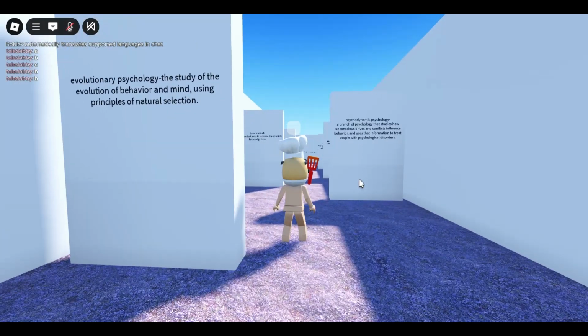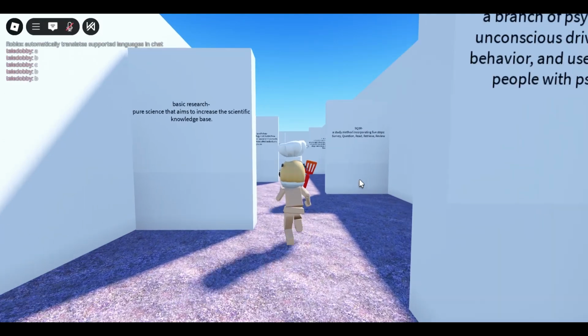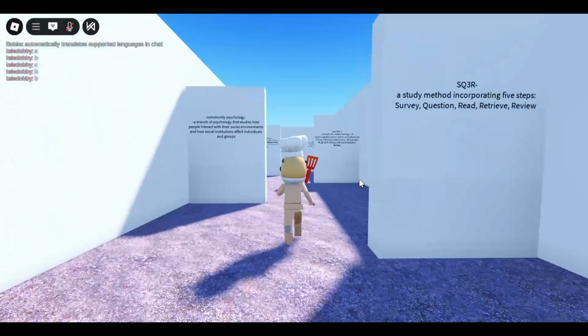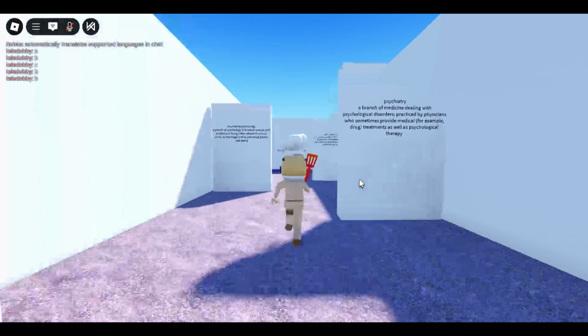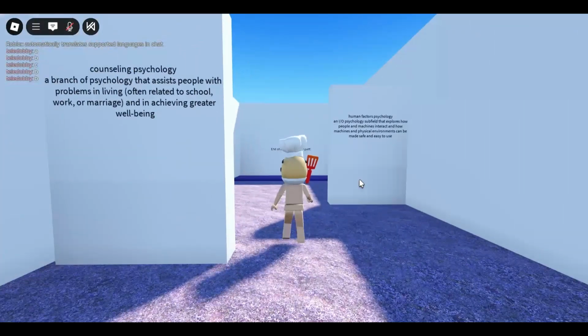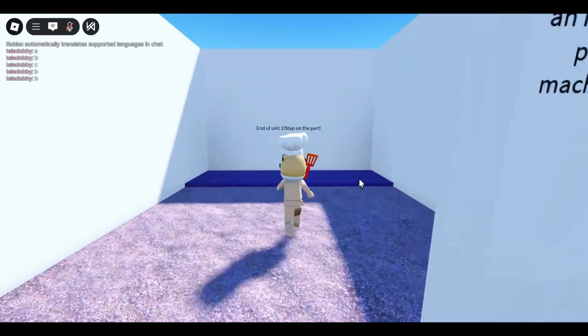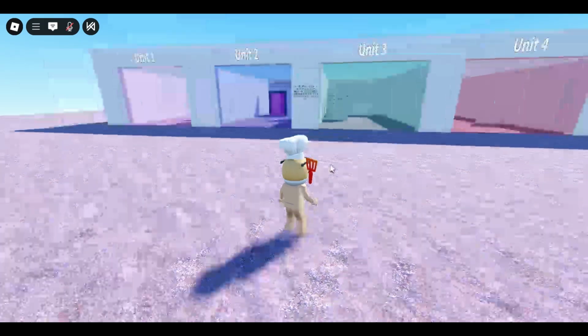And here are more study topics that you should study. So we have evolutionary psychology, psychodynamic psychology, basic research, SQ3R, community psychology, psychiatry, counseling psychology, and human factors psychology. And with that, we are finished with Unit 1. So let's head on over to Unit 2.